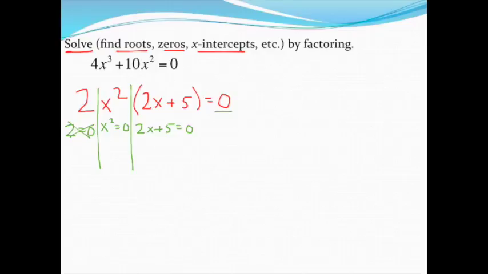For the piece on the right, let's finish that. If I subtract 5 from both sides, I'll get 2x equals negative 5, and then divide by 2. So x is equal to negative 5/2. So there's one of my answers. For the middle portion, then I have x squared equals 0. I'll take the square root of both sides. And normally when I take a square root, I would put down a plus or minus. There's no such thing as plus or minus 0, so my answer is just going to be 0 for that piece. So there are my answers. My roots, my solutions, my x-intercepts are going to be 0 and negative 5/2.